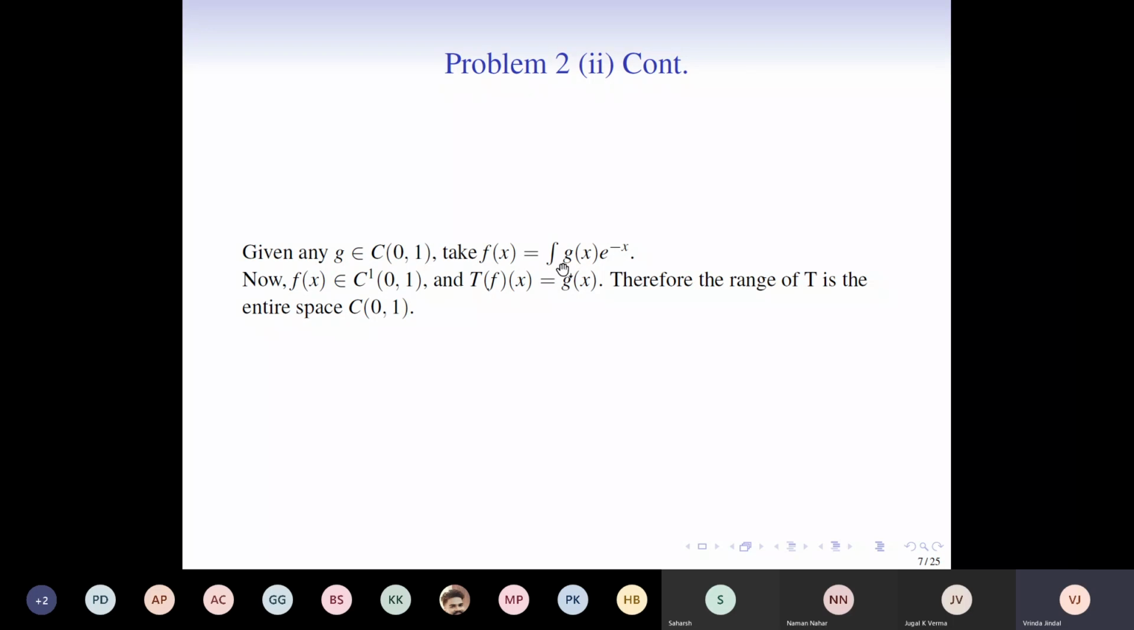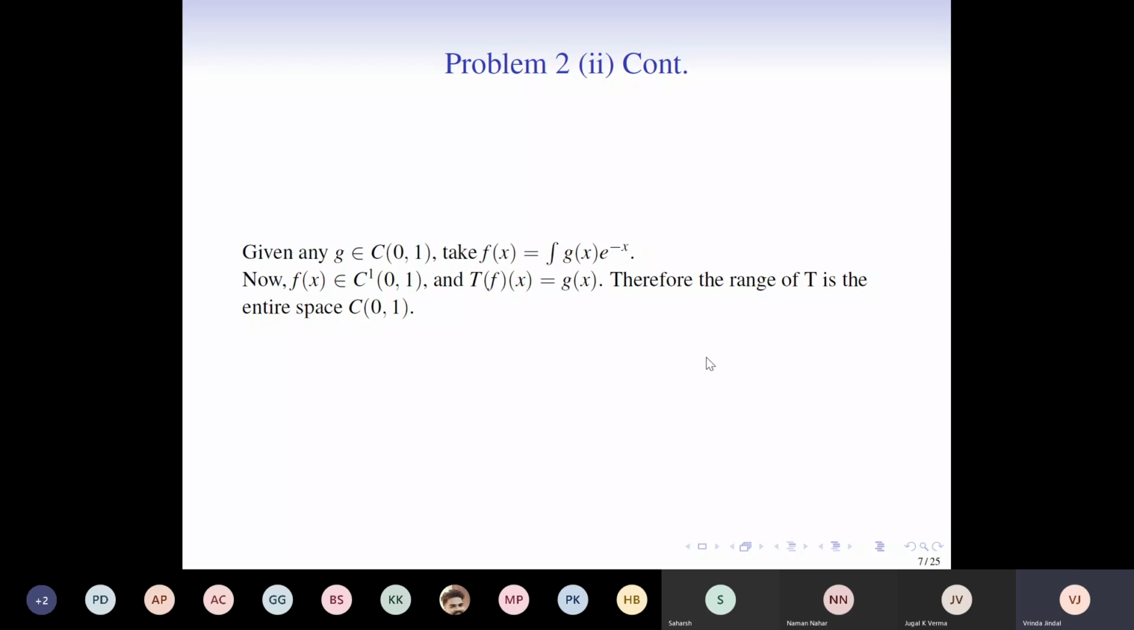Now one thing to notice is that for each g(x) we can get infinitely many f(x), because once you integrate, you can add any constant and it will still satisfy this given condition. So it's not a one-to-one mapping or anything of that sort. For each g(x), you can find many functions f such that T of f equals g(x). But this g(x) can be any function in C[0,1]. So we are able to get all the functions in C[0,1]. Hence the range of T is this only.